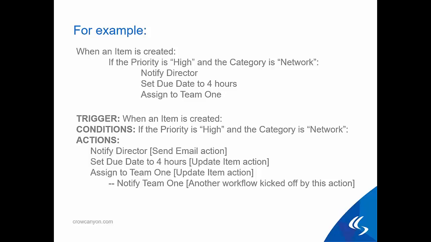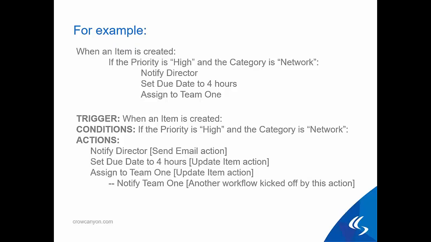So the trigger is when an item is created. Conditions are when priority is high and category is network. So it's not going to go off every time an item is created, but only when it meets those conditions. And what actions is it going to take? Well, it's going to notify director, which is a send mail action. It's going to set due date to 4 hours. That's an update item action. It's going to assign to team one, which is another kind of update item action.